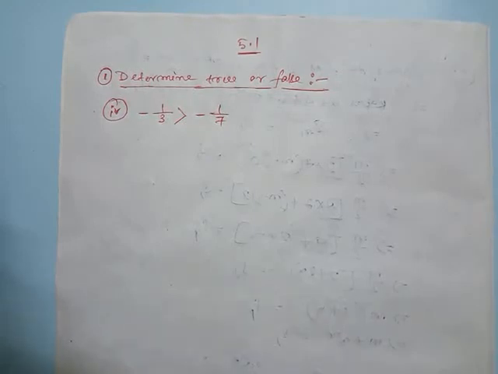Now student, we are going to solve exercise 5.1, class 9 advanced maths, question number 1, Roman 4, inequalities. So we have to check whether it is true or false. The given question is minus 1 by 3 bigger than minus 1 by 7.